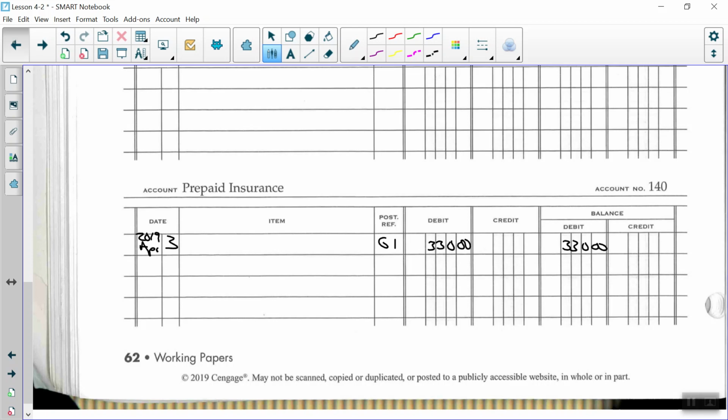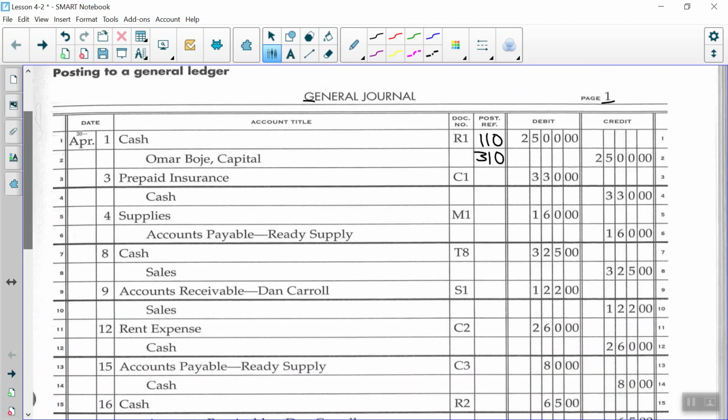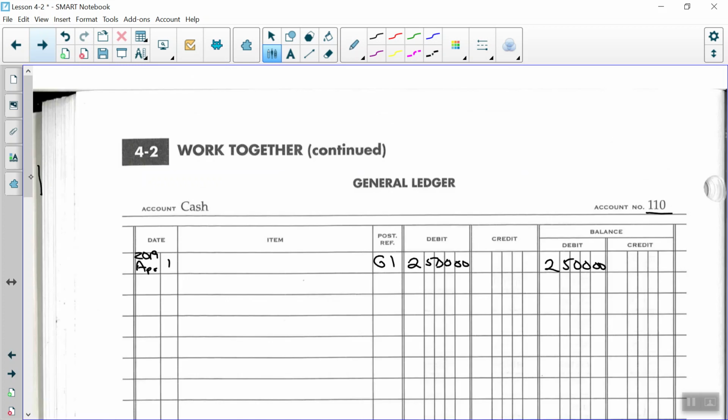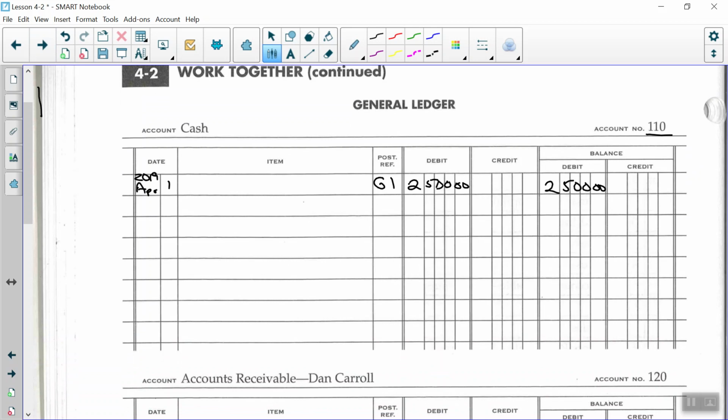Okay, so then we go back to page, what number are we going to write? 140. Okay. Questions? Everybody good? All right, so then we got to do the cash part. This time we're taking cash out. It's our second transaction here, so all we have to do is put the third. Again, we're going to put G1. We're crediting 330.